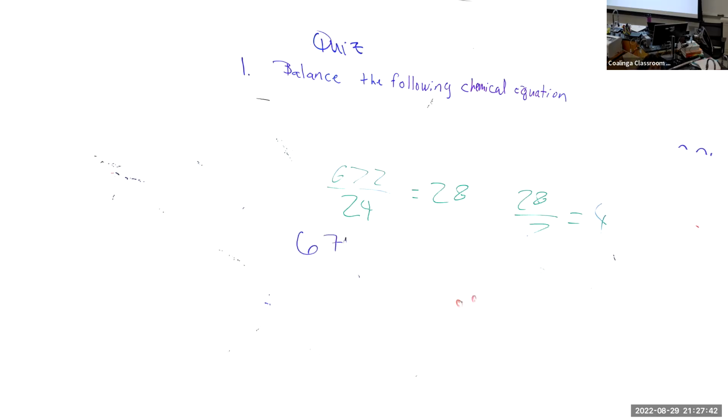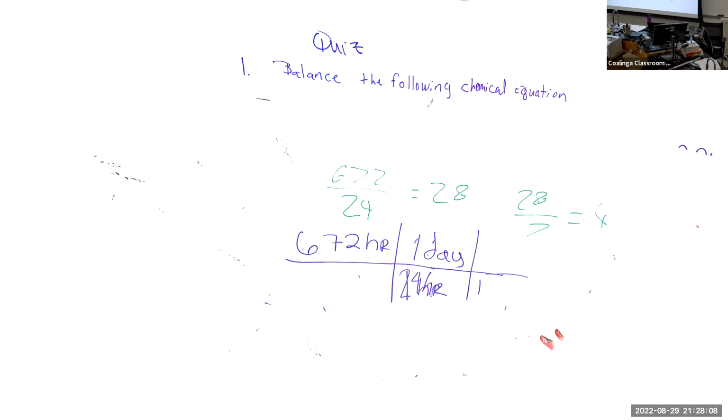You use the conversion factors over time. So 1 hour, 24 hours equals 1 day. And 1 day, 7 days equals 1 week. And weeks is what we want. Hours cancel out, days cancel out, and we're back to weeks.